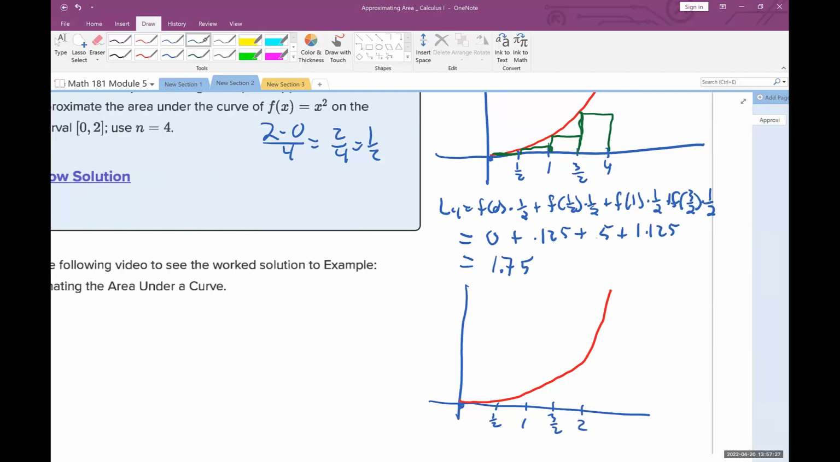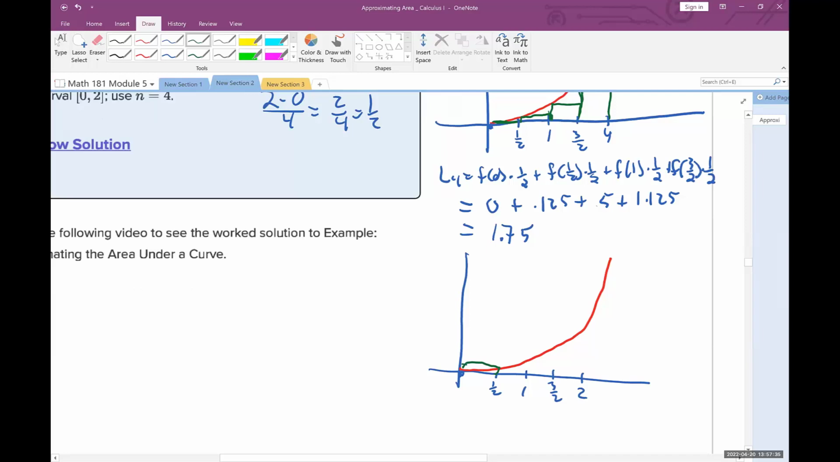And if I go draw my rectangles, this time on the right end, it's going to be doing this type of thing. And then we're going to be doing this, and here, and then here. So that's clearly going to be over.